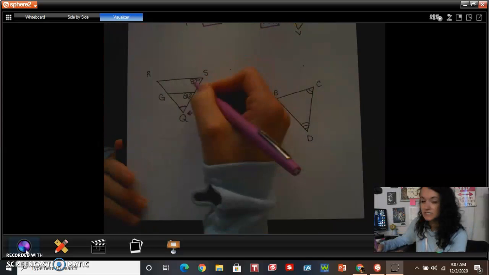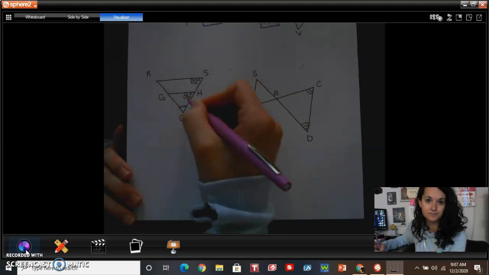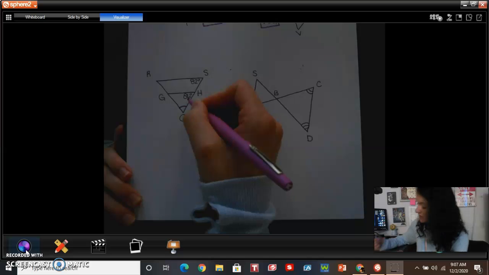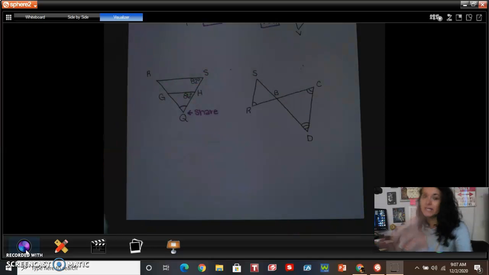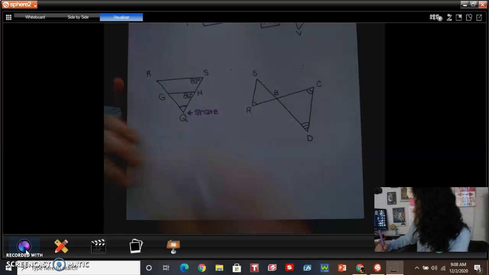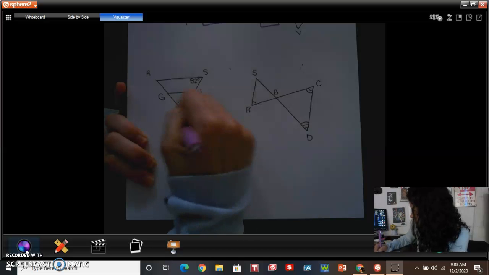Well, we know this one's 82 and this one's 86. Are they the same? No. We don't know anything about R, and we don't know anything about G, so we only have one angle. Now, is that enough information? It is not, because our similarity theorem here is AA. We have to have two, we only have one, so we would say not similar. Sad day for that triangle.